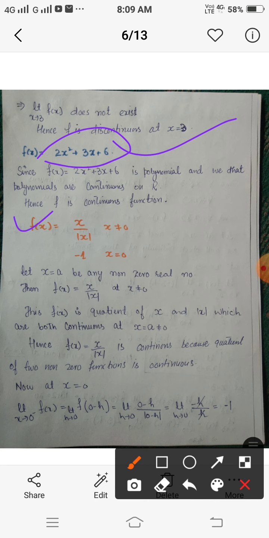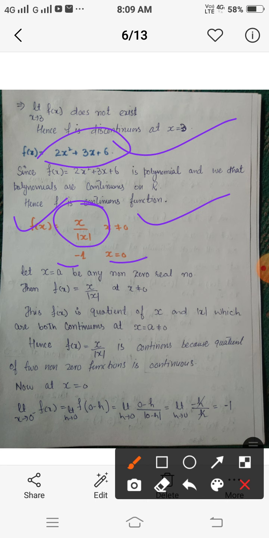Now another question is, we have to prove the continuity of f of x equals x upon mod x when x not equals 0, and minus 1 when x equals 0. Now if we consider a non-zero real number, that is x equals a, a non-zero real number, then at this point or at these points f of x is defined by x upon mod x.